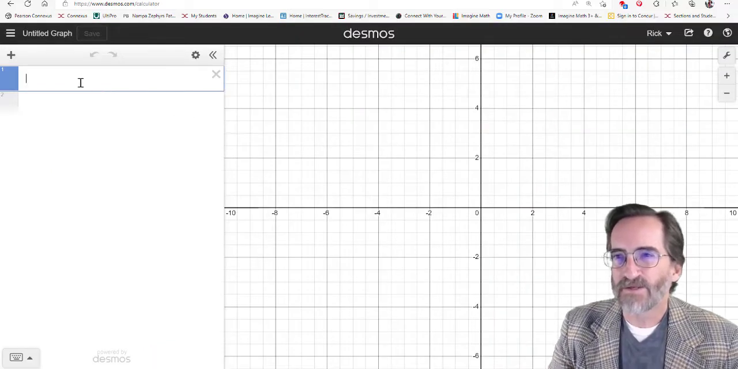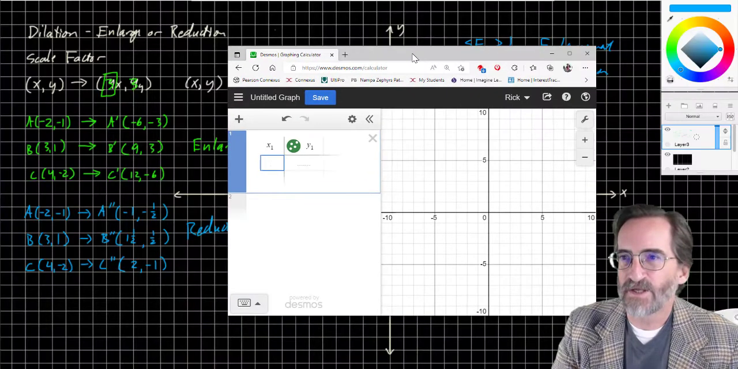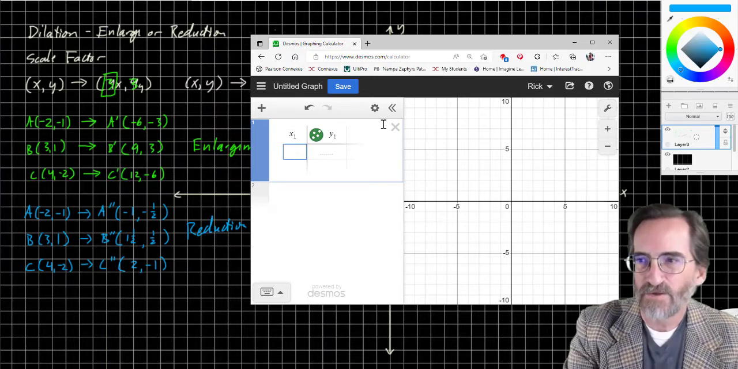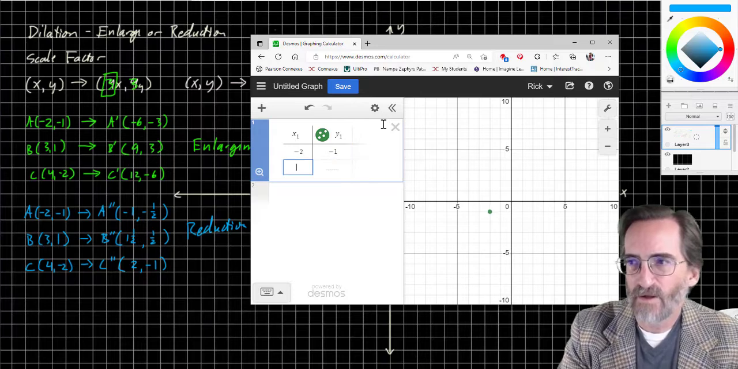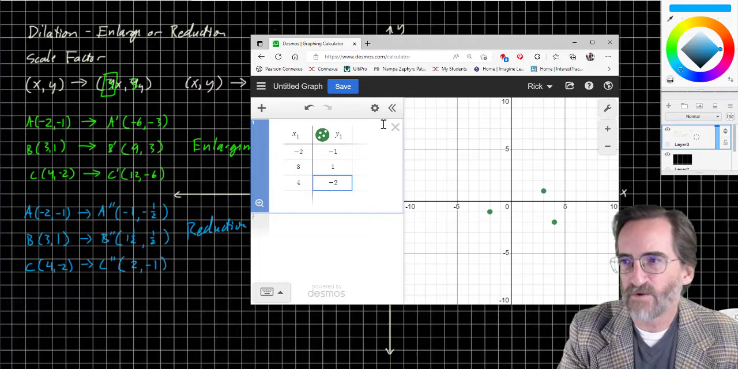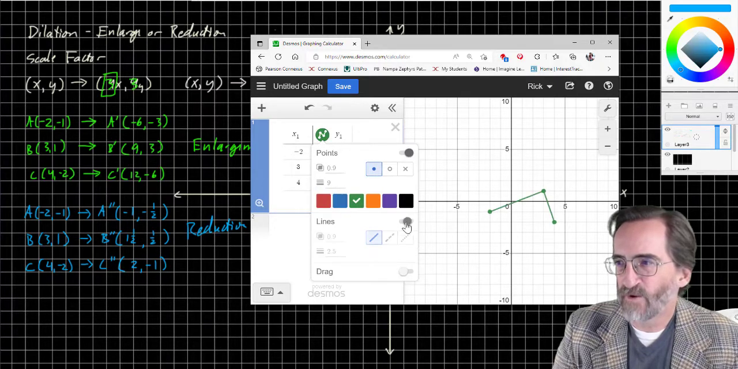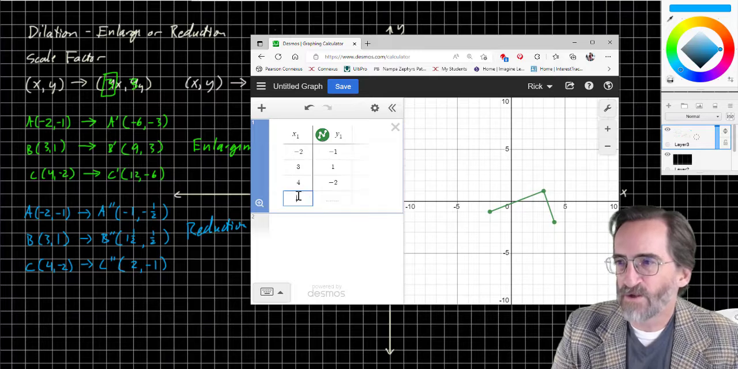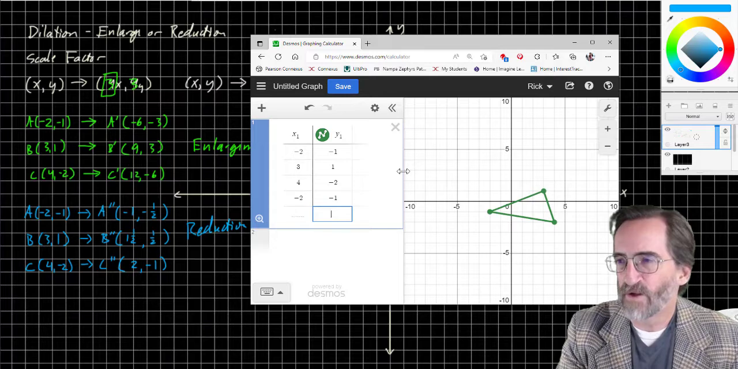So let's say I've got a triangle here. I'm going to enter my triangle by entering it as a table. So I'm going to enter -2, -1, 3, 1, 4, -2. Okay. And I'm going to tell it to draw lines. Okay, and to close it off, I need to go back to the original point, -2, -1. There we go.